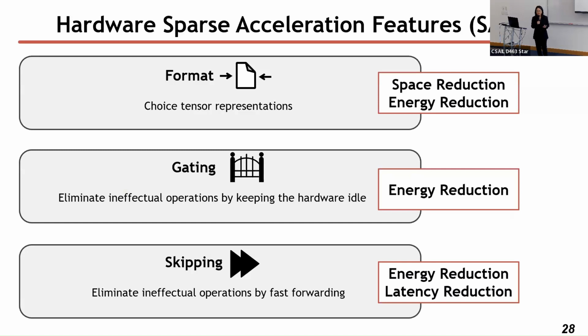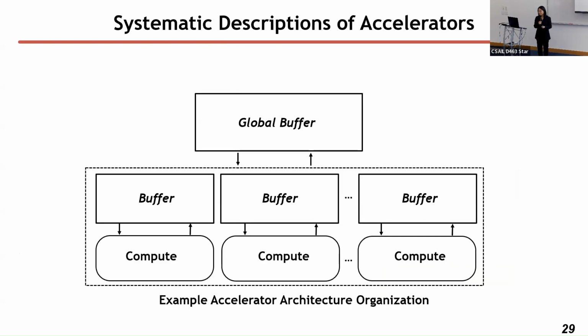Okay, so we have covered the 3 high-level sparse acceleration features. I'm going to refer to them as SAFs, and please definitely keep in mind that whenever I say SAF, I mean these icons here. And now we're equipped with some terminology to describe existing designs. We have been very abstract about the processing and the memory accesses, but in order to really define or describe an accelerator, we need to consider its architectural organization.